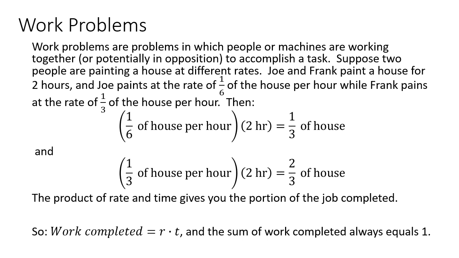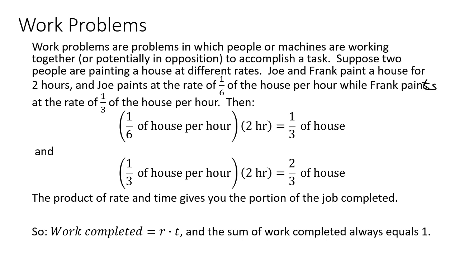Joe and Frank are painting a house for 2 hours and they finish the job, we're assuming, in that time. We're told that Joe paints at a rate of 1/6 of the house per hour, while Frank paints at a rate of 1/3 of the house per hour. Then you can find the amount of the job they finish by multiplying their rate times time.